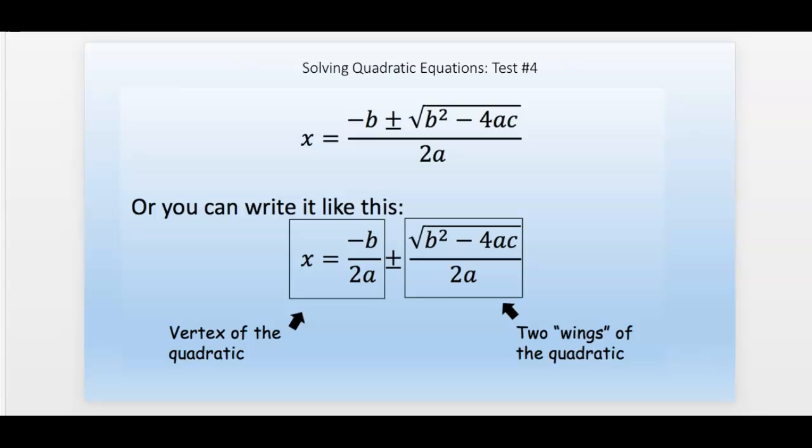Also remember that the quadratic formula can be written as two different terms, where the first term is the x-coordinate of the vertex, or the axis of symmetry, negative b over 2a. And the plus minus part is the two wings of the quadratic that come up and hit the x-axis in two different places.